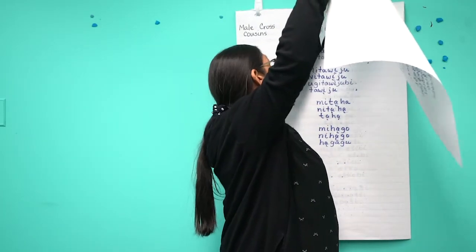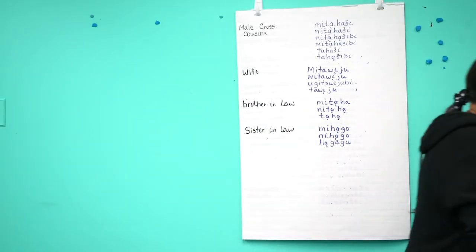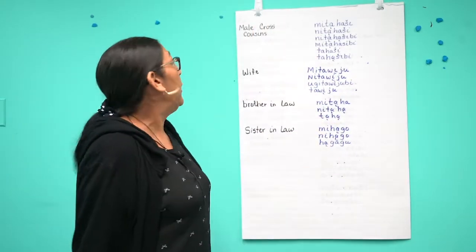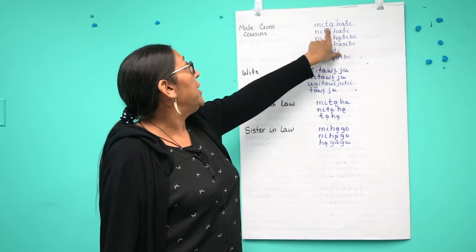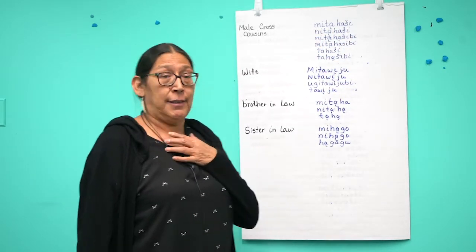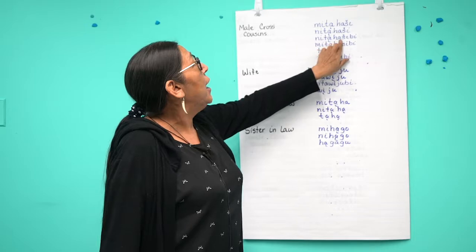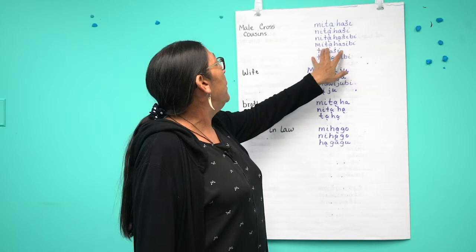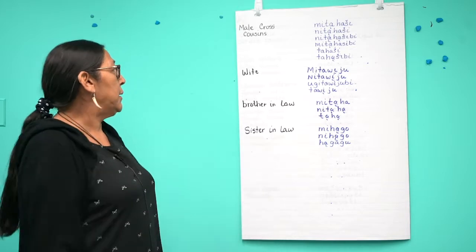Now, again, if I'm a man, remember now, I'm still a man here. Oh no, I'm not. I'm sorry. This is just straight across for everyone. My male cross cousins, mitahashi. See, that's a nasalized N. That's my male cross cousins. Now, if it's your male cross cousins, they're your nitahashi, nitahashibi, or ours, mitahashibi, tahashi, tahashibi. That's all ours, our cousins.